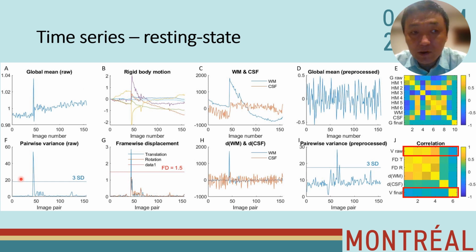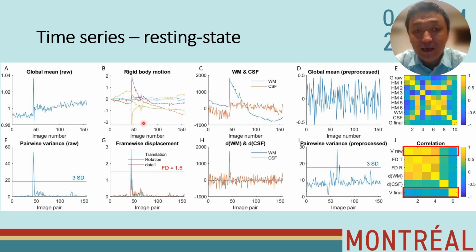We can also calculate the pairwise variance between each pair of consecutive images. If the brain moved between a pair of images, you can see a large spike of variance change at that time point, so you can see there is a spike here. To verify whether this is due to head motion, we can also plot the rigid body head motion parameters here, and also the framewise displacement on the bottom.